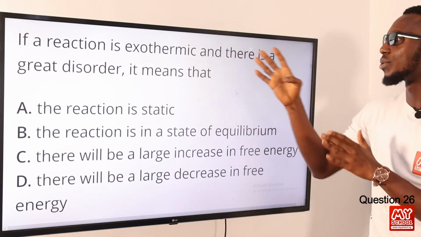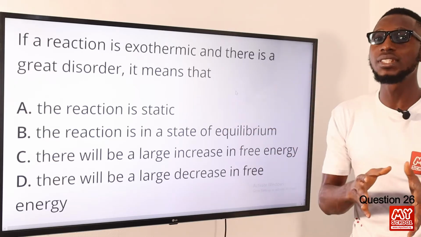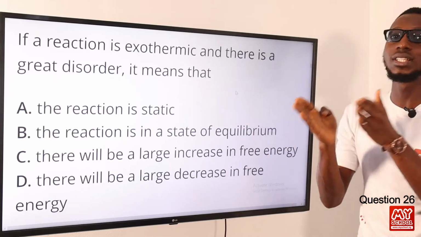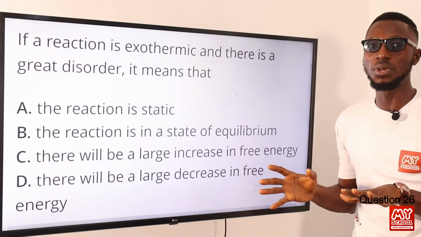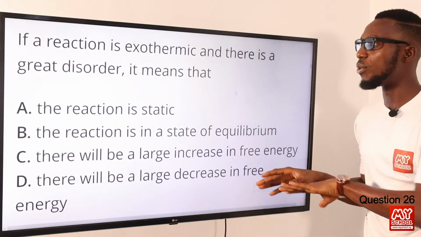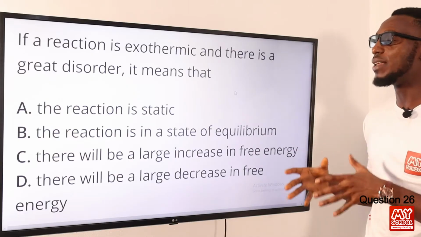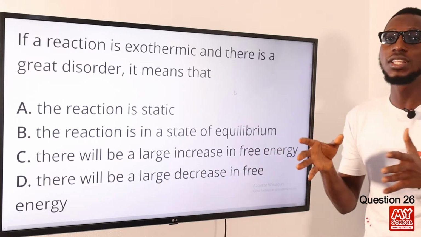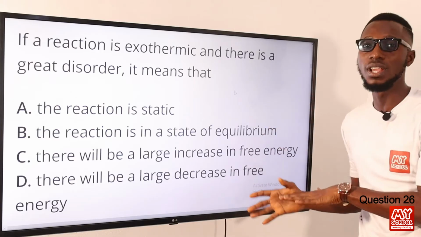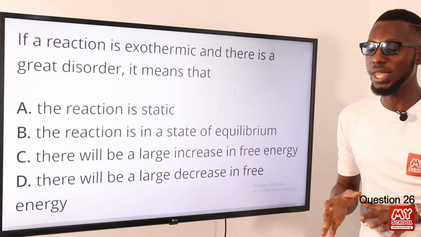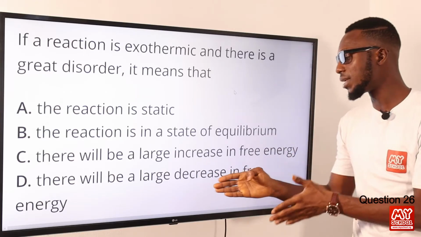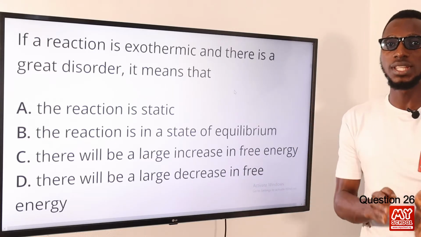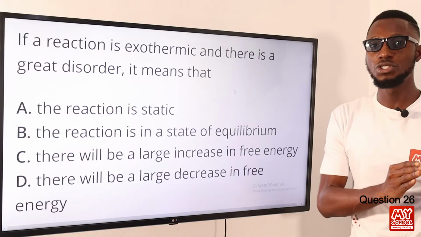So if a reaction is exothermic and there is a great disorder, entropy is about disorderliness of a particular process. When there is a disorder and the reaction is exothermic, this tells you that there is a combined change between enthalpy and entropy, which means that the reaction will be spontaneous, making the free energy negative, so that we can have a large decrease in free energy. Typically, all these factors come together so that we can have a spontaneous process, and this means that there will be a large decrease in free energy, because if free energy should be positive, that reaction will not be spontaneous. If it is zero, that is another condition for equilibrium.